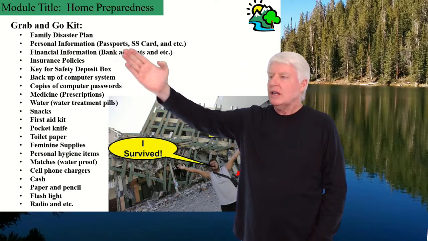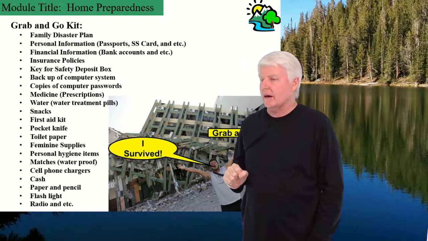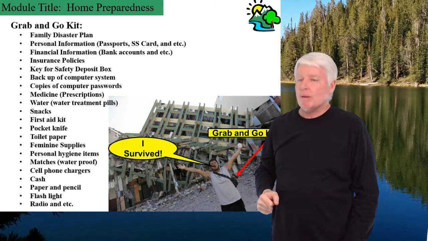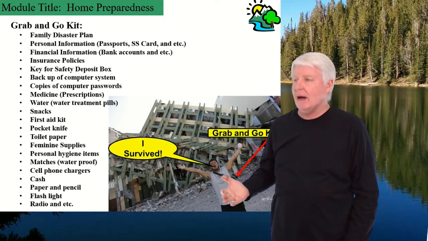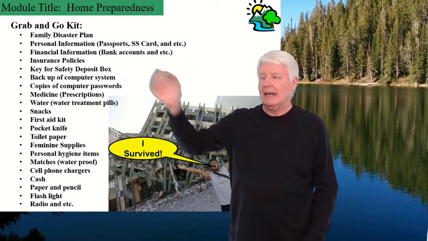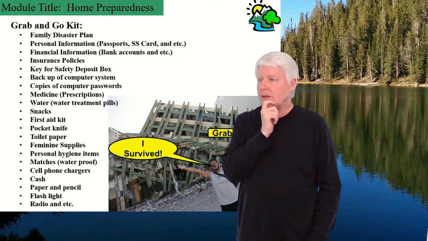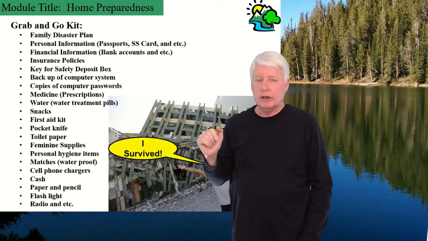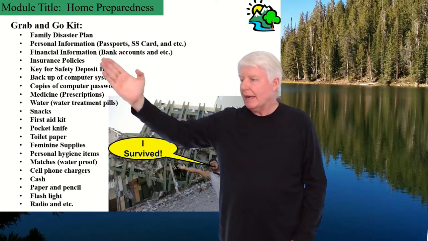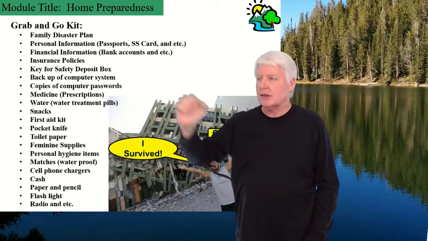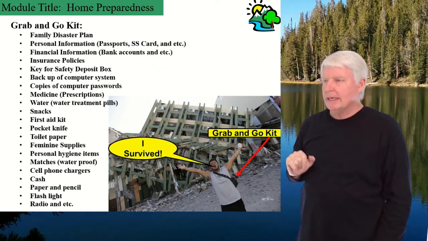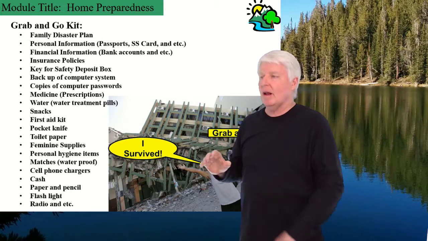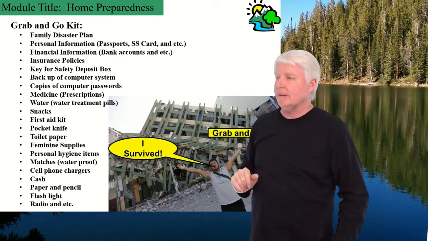Personal information, such as passport, social security card, and etc. If you have a disaster like this, you may want to go to the bank and get some money out. You're not going to get it without identification. Okay? And so this is very important. You have to prove that you are who you say you are. And financial information, you need that too. So put that in your grab and go bag also. And maybe you take a little computer with you and you have it all electronically. I don't know. That's up to you.